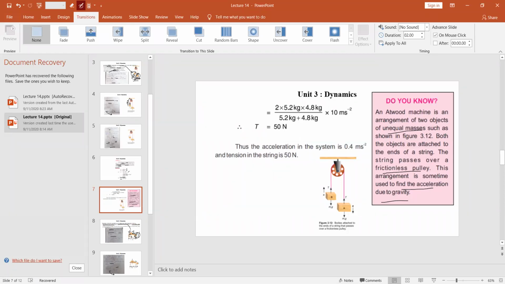Because the two masses are attached with an inextensible string passing over a frictionless pulley, all of these work on the Atwood machine, and the basic purpose of the Atwood machine is that we can find the value of acceleration due to gravity, and the value of acceleration due to gravity in this case is G equals M1 plus M2 by M1 minus M2 into A. All right.